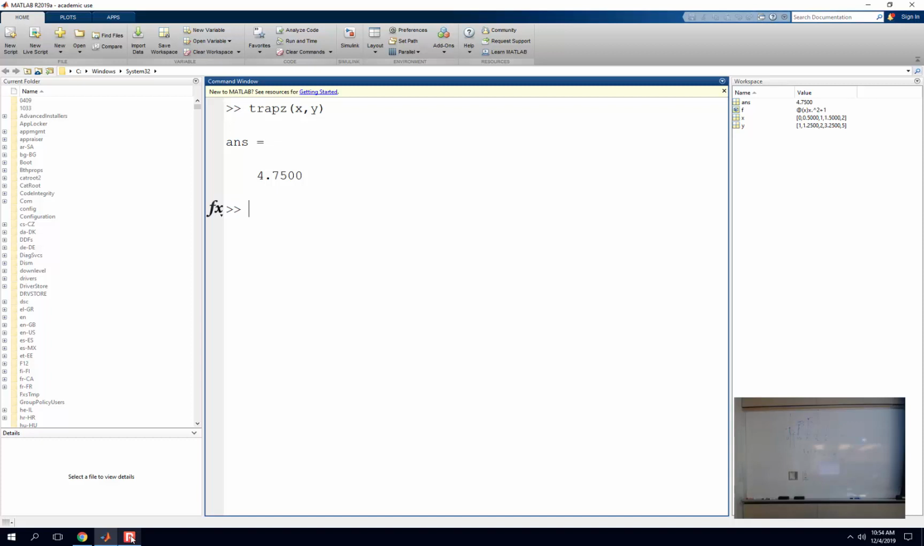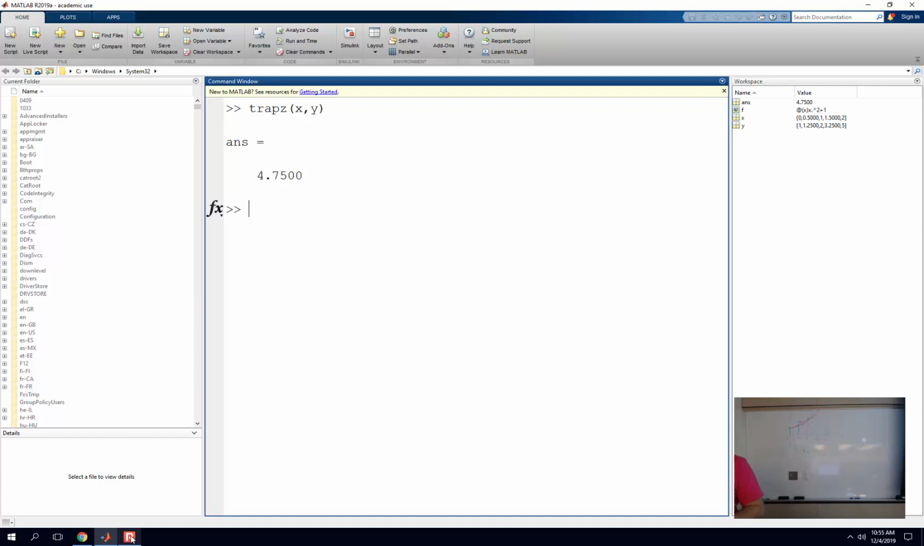I estimated it as 4.75. That 4.75 is because instead of having a curve here, I have a line. Does that make sense? So this is the error that I have because of not using a curve and using a line. The error is not terrible, but the error is there.